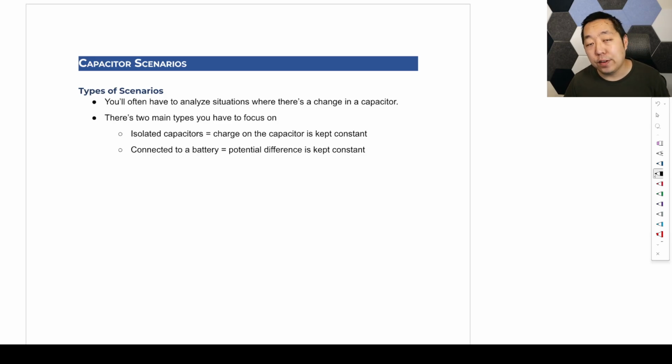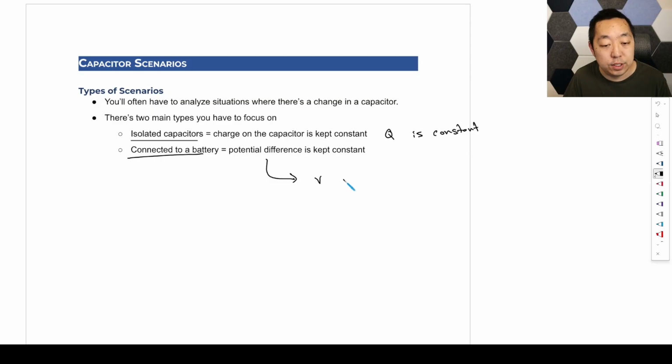All right, so very often you're going to be asked these scenario problems with capacitors. We're going to change these things on the capacitors based on the scenarios. And one thing to always look for is there's kind of two major factors when they're doing these changes. You have to either focus on whether they're isolated capacitors, that means Q is constant because the charges cannot be added or subtracted away, or it's connected to a battery, in which case the potential difference is constant.